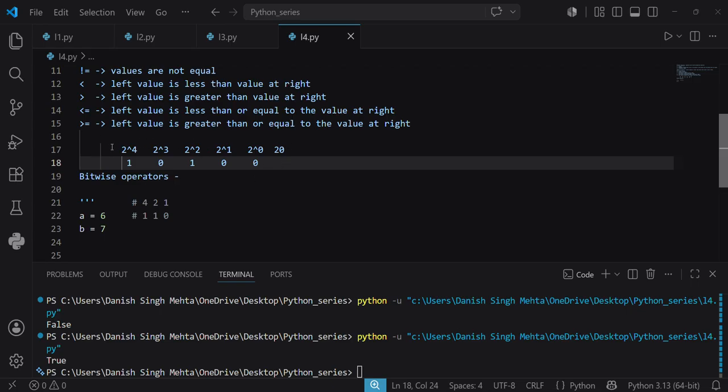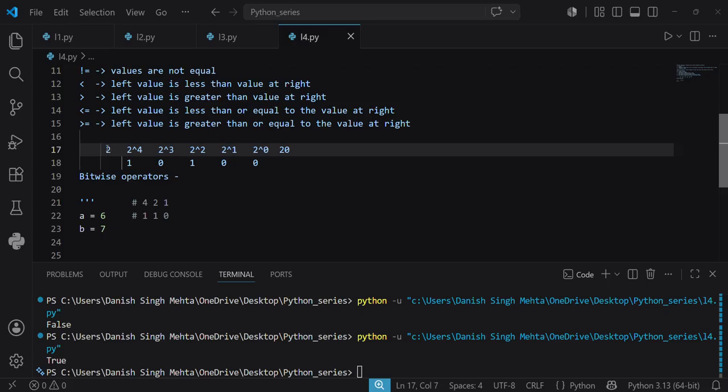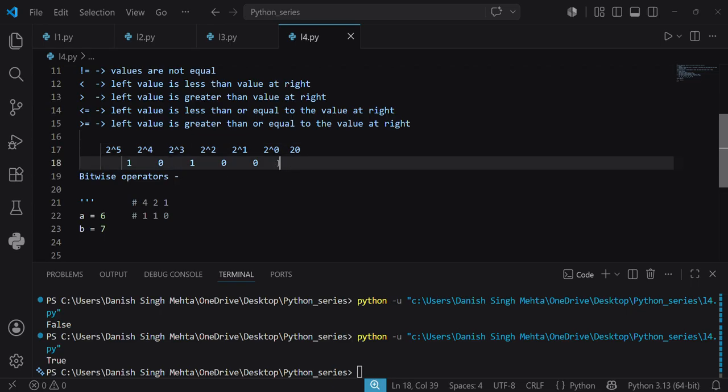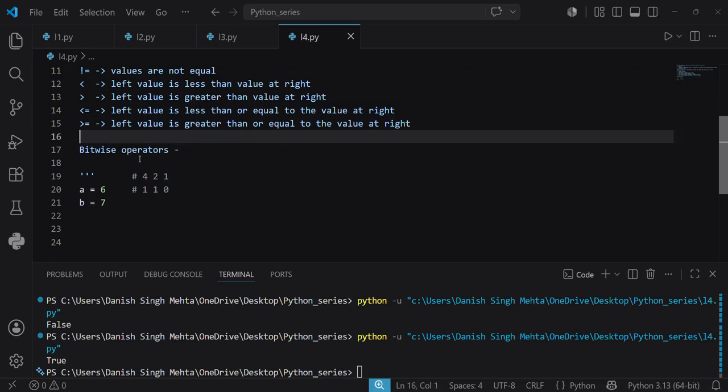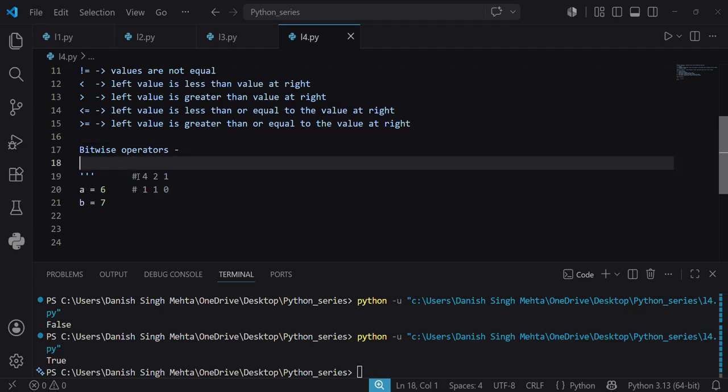If we come to greater values, then we will use 2 to the power of 5. So we will use this also if we need it. So this is how we write a number in binary form. So I hope you understand. Now if I come to bitwise operators, we are going to operate on the bits of these values, like a equal to 6, b equal to 7.